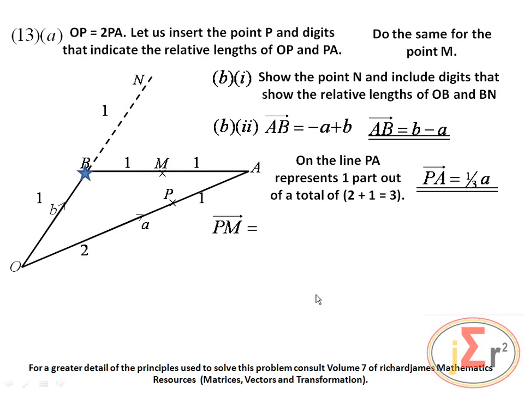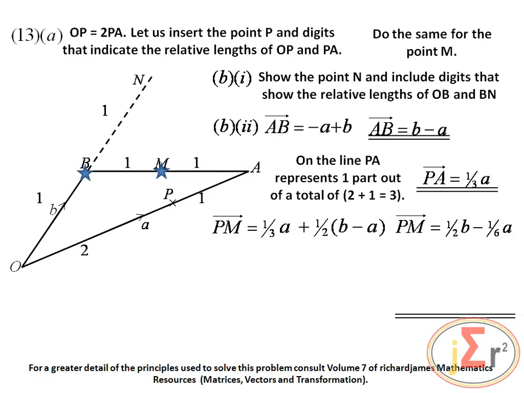We need to determine PM also. To go from P to M is 1/3 of a plus half of AB, because M is the midpoint of AB. We know AB already. AB is b minus a. So we have 1/3 of a plus a half of b minus a.